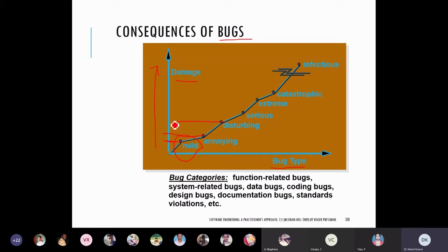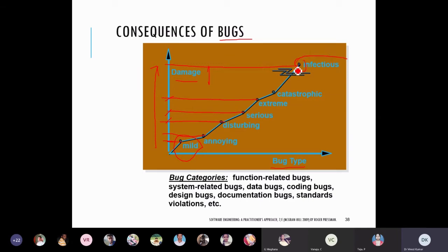If it is disturbing to the software, it will be more. Okay, it keeps on increasing. If the serious error is there, the damage will be more. Extreme means going to the boundary levels. Then we are also increasing to more damage situations.